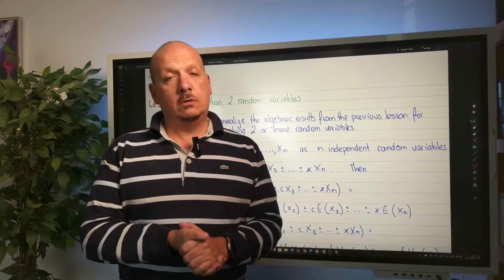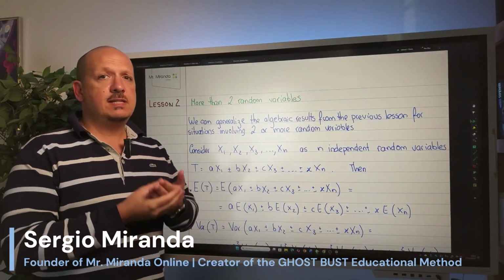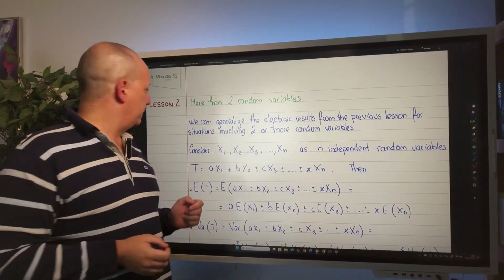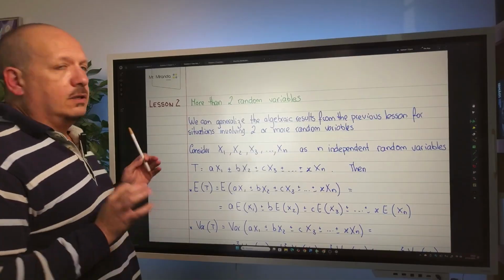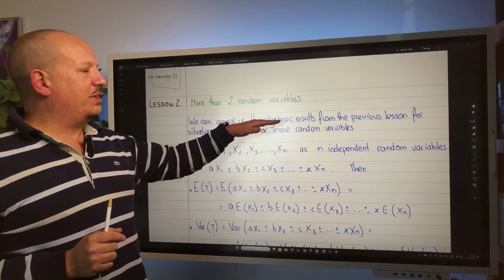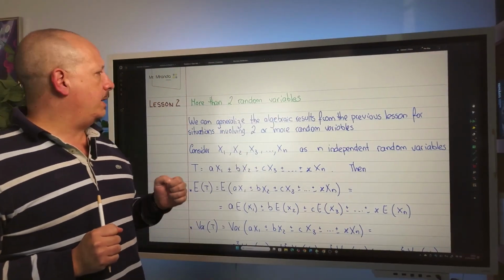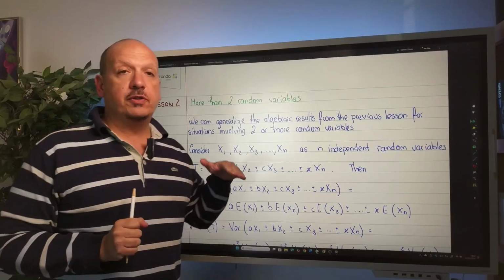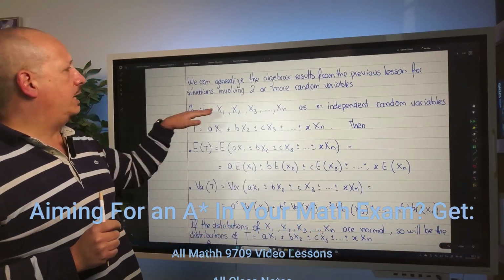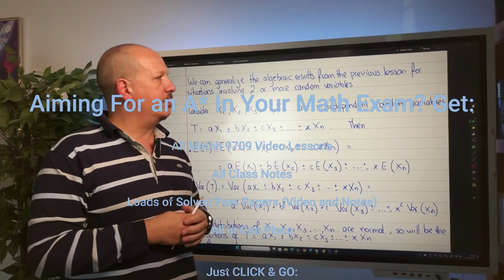Let's now learn how to work with the expectation and variance in situations where you have more than two random variables. Good news, there's nothing else you need to know. We can generalize everything that I mentioned in our previous lesson, or previous video, for situations involving two or more random variables. So let's say that you have x1, x2, x3, ..., xn as n independent random variables.